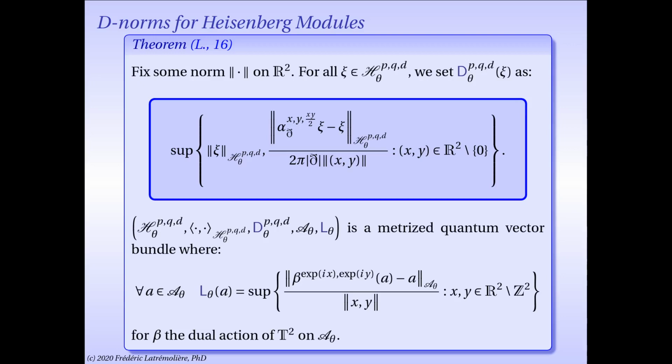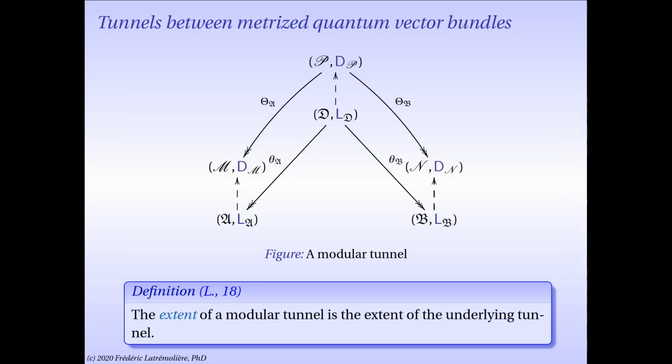We now wish to define a distance between metrized quantum vector bundles, inspired by our work on the Gromov-Hausdorff propinquity. The idea is thus to define a tunnel between metrized quantum vector bundles. Fix a metrized quantum vector bundle M, D_M over a quantum compact metric space A, L_A. Fix another metrized quantum vector bundle N, D_N over a quantum compact metric space B, L_B. Those are the spaces at the bottom, left, and right of our diagram.